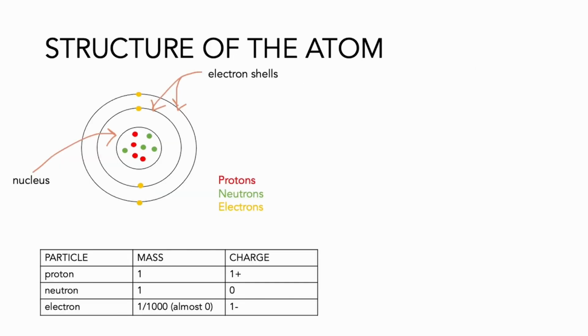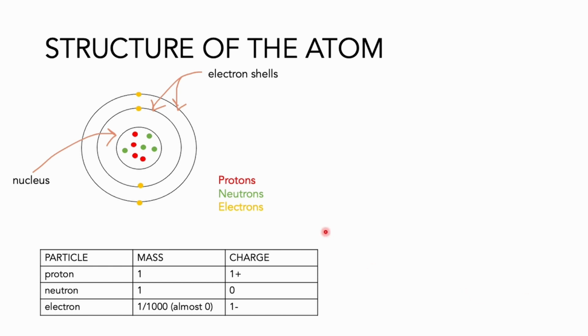Atoms are the simplest building blocks, and each element contains only one type of atom. There are 3 different particles within atoms, called protons, neutrons, and electrons. Protons and neutrons are found in the nucleus, and electrons orbit the nucleus in electron shells. As you can see, protons have a positive charge, neutrons hold no charge, and electrons have a negative charge. Also, protons and neutrons have a mass of 1, and electrons are almost massless because their mass is so small, so it's commonly taken as 0 at this level.